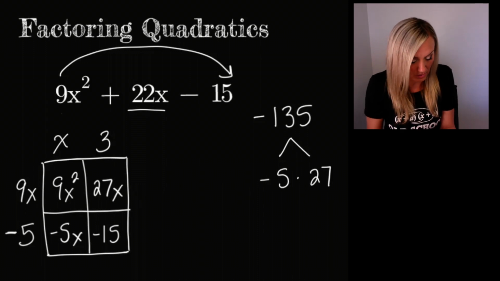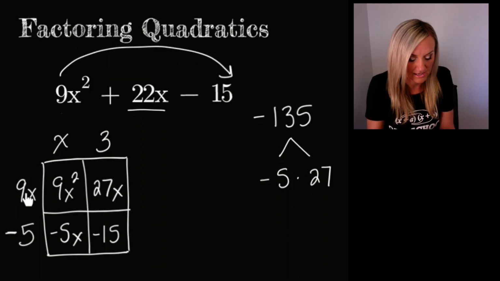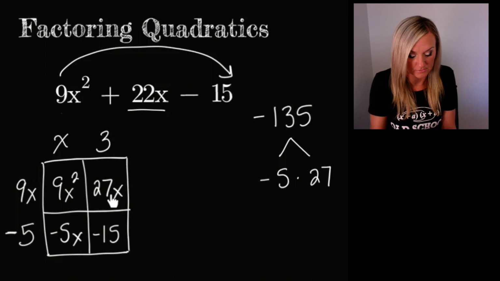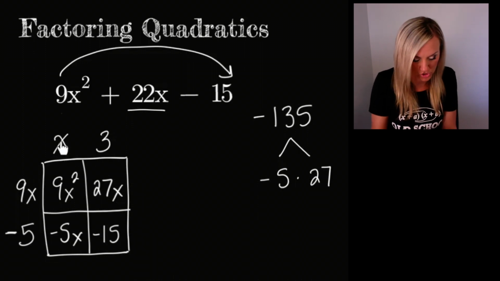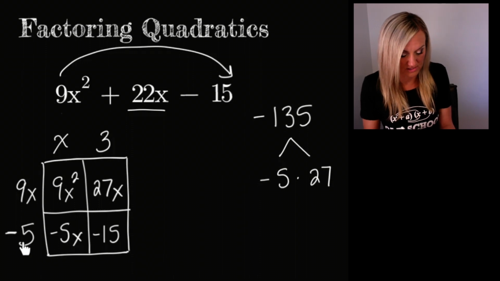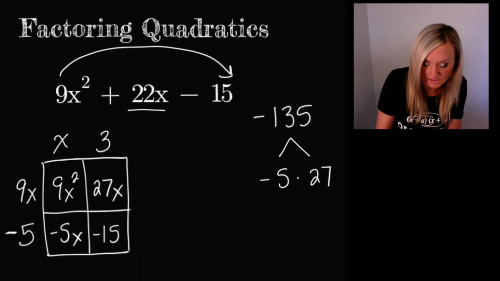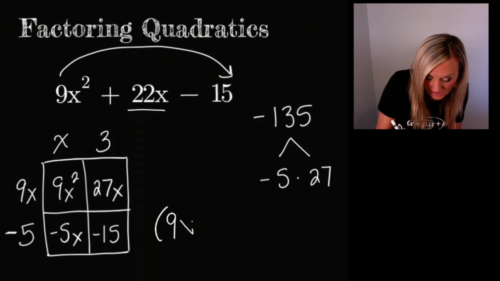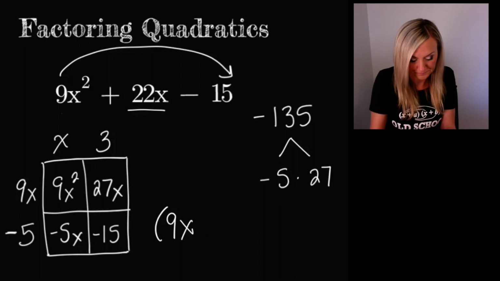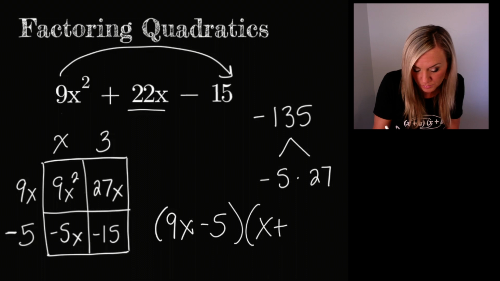Okay, now I always just make sure that everything can multiply back through okay. 9x times x is 9x squared. 9x times 3 is 27x. I'm in good shape. Negative 5 times x, negative 5x, and then negative 5 times 3 is a negative 15. And guys, we did it. So we have 9x minus 5, times the quantity of x plus 3.